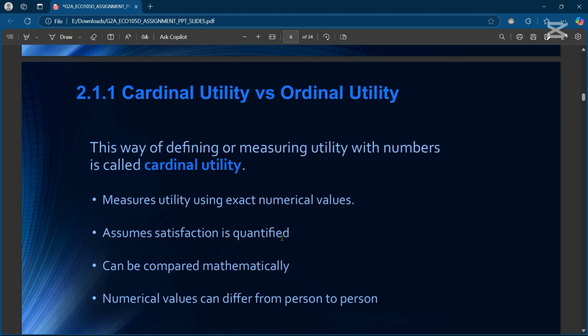Utility can be measured in two different ways: cardinal utility versus ordinal utility. If I provide an example for cardinal utility, let's think of drinking cups of tea in the morning. The first cup is highly satisfying, but by the fourth or fifth cup, satisfaction decreases significantly. So this approach is used in older economic theories and pricing models.